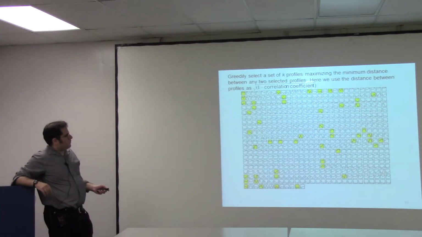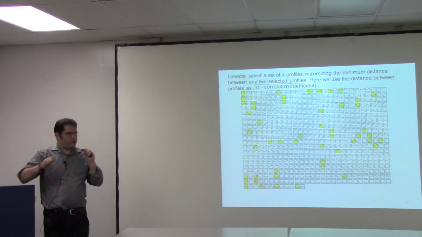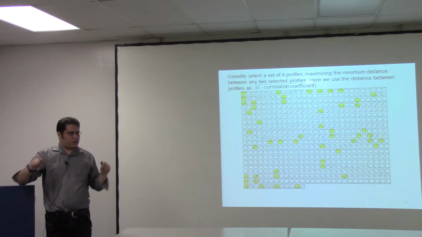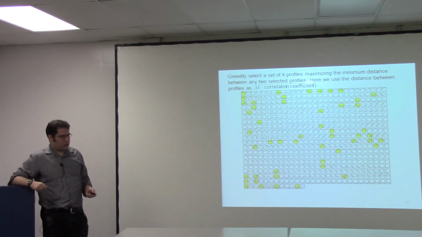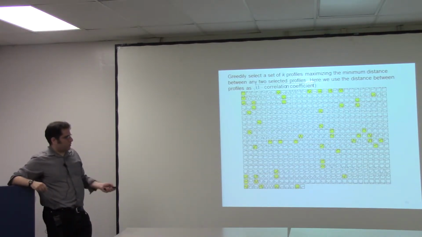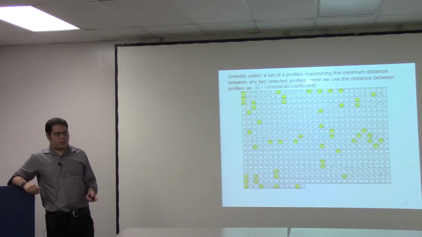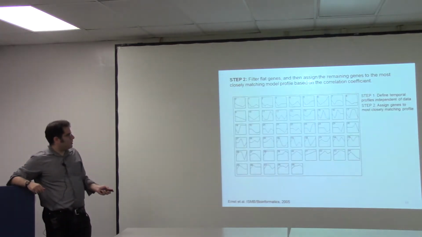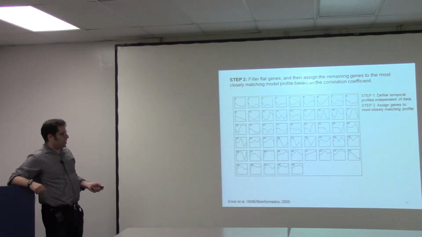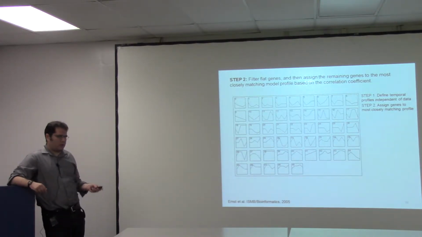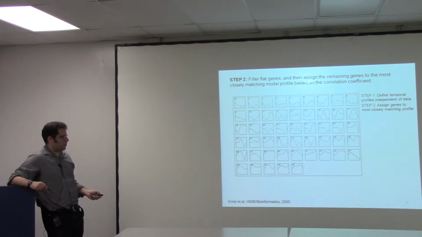And then this was optimizing specifically that any two profiles that we select are distinct from each other, but then one can also show that there are theoretical guarantees that any profile we didn't select will also be close to one that we did select as well. So now that we have a set of template profiles, what's nice about these is we define them independent of data. So the first thing we can do is, based on the real ordering of time, we can assign genes to their most likely profile.